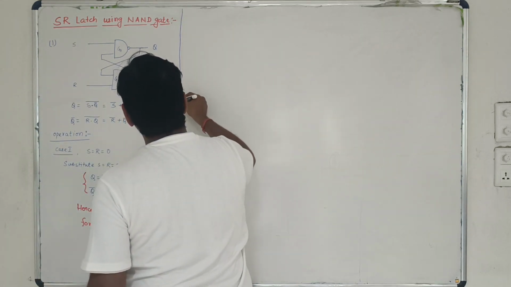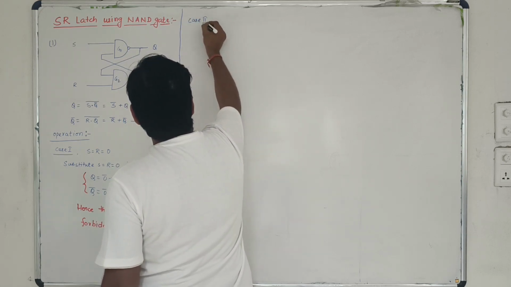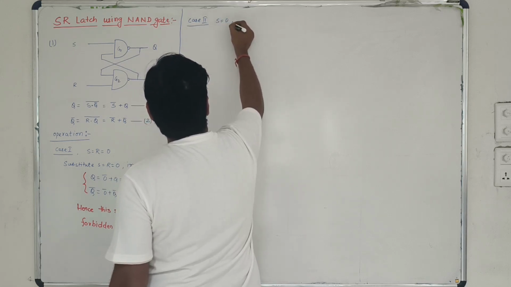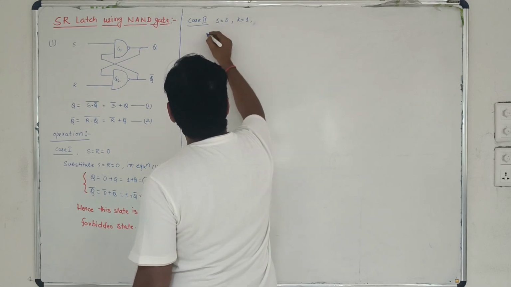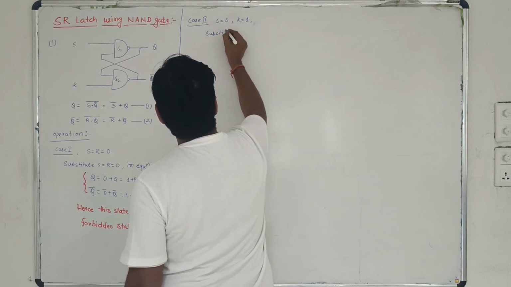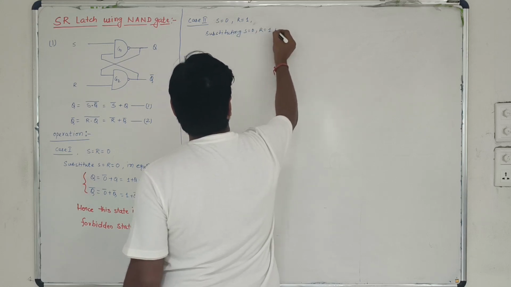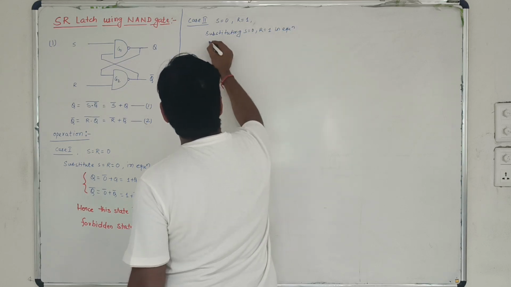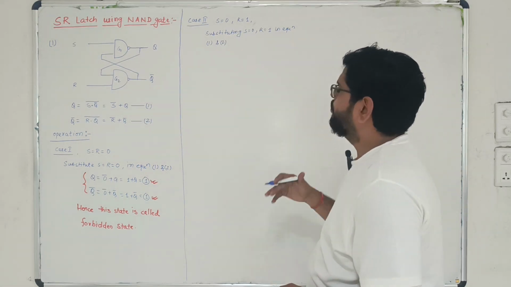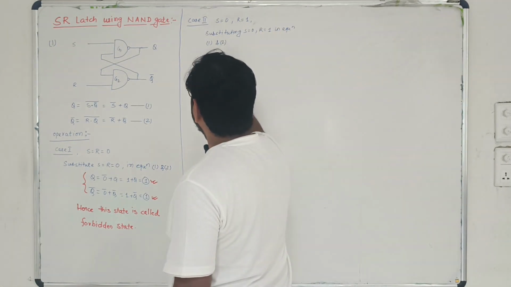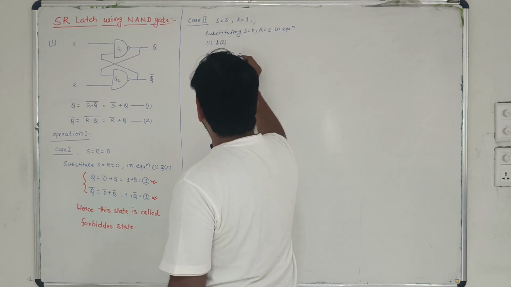Next we'll go for case 2. In case 2, we'll take S equals 0, R equals 1, and substitute that in equations 1 and 2. Now you can do it by yourself and write your answers in the comment box, saying what you are getting. So if I write it over here, Q equals S bar, that is 0 bar plus Q. So what is 0 bar?